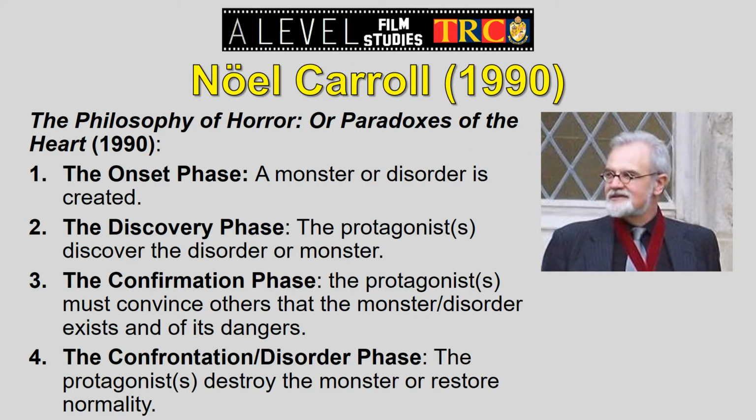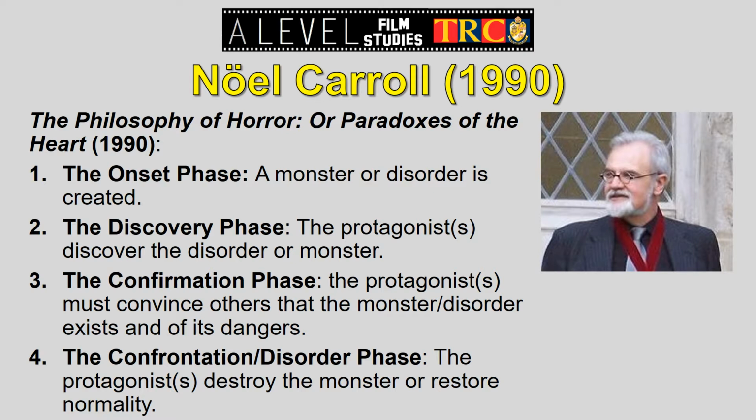And then a last one. This one specifically applies to horror, but it's very similar to some of the other ones. This was Noël Carroll's theory in his book, The Philosophy of Horror, or Paradoxes of the Heart. Very similar to what people like Todorov and Robert McKee and Vladimir Propp and Joseph Campbell are talking about, but specific to horror. Now, we're assuming at the beginning we've had our equilibrium, we've shown our ordinary world.